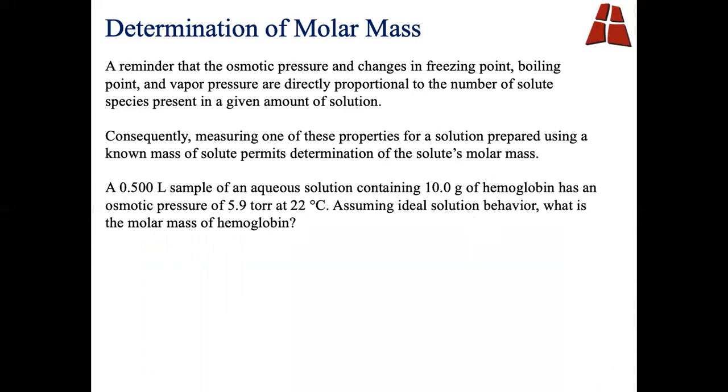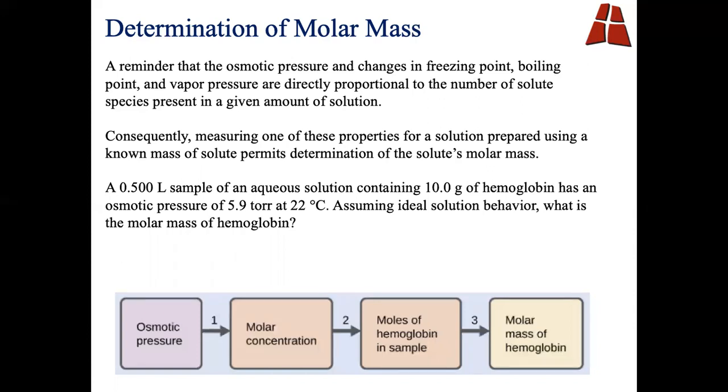And so we could do the same thing for something with our osmotic pressure. And so say, for example, we have a half-liter aqueous solution containing 10 grams of hemoglobin, which is the protein that carries oxygen in your blood. It has an osmotic pressure of 5.9 torr at 22 degrees Celsius. Assuming ideal solution behavior, what is the molar mass of hemoglobin? And so again, if you want to think about this problem, you can pause the video, but at this point, I will go through the kind of roadmap for how to solve this.